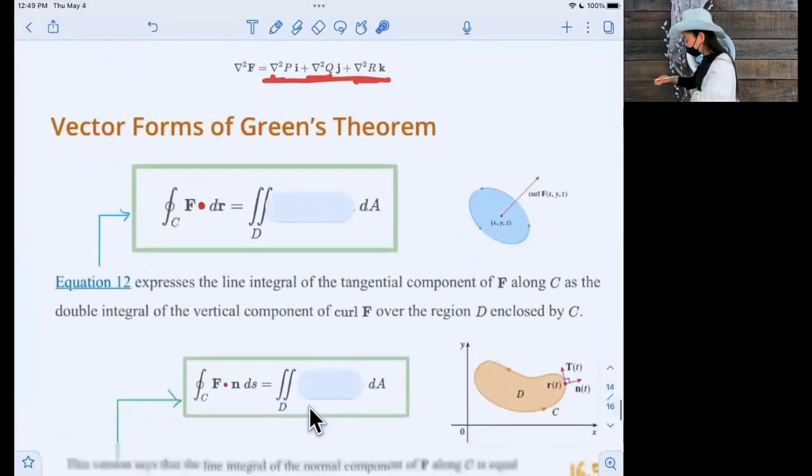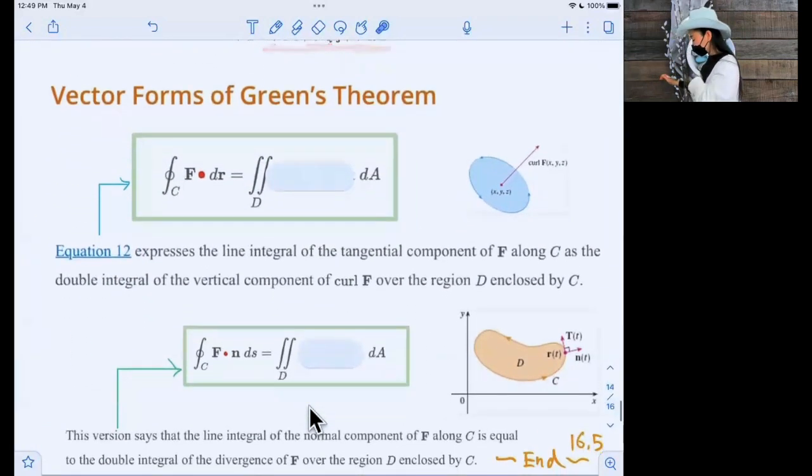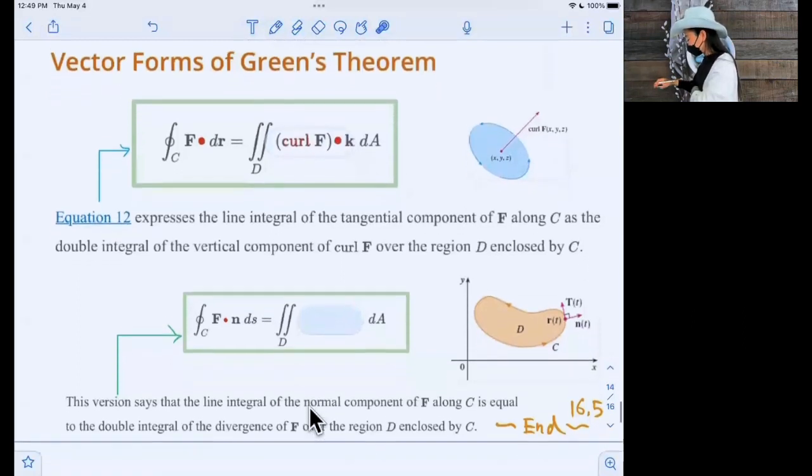And okay, let's go to the vector forms of Green's theorem. What should I put over here? This. So the line integral of this over C is equal to the double integral of what? Over the region D. Curl F dotted with K. Yeah, you got it. Good job. Okay. Curl F dotted with K.